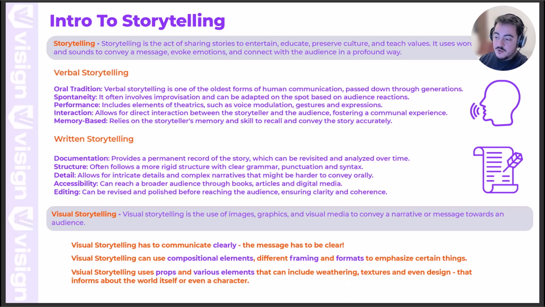Now, visual storytelling is the use of images, graphics, and visual media to convey a narrative or message towards an audience. So that is the definition of visual storytelling. Now, visual storytelling has to communicate clearly, and this is very important: the message has to be clear. Visual storytelling can use compositional elements, different framing and formats to emphasize certain things. It uses props and various elements that can include weathering, textures, and even design that informs about the world itself or even a character.